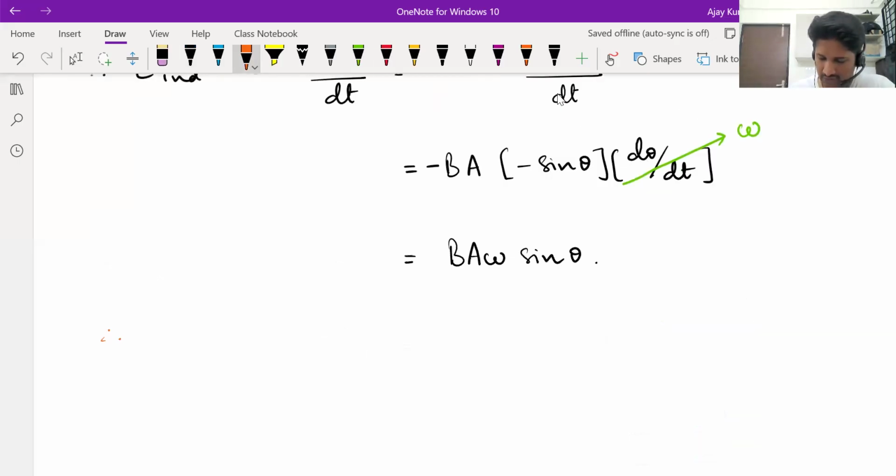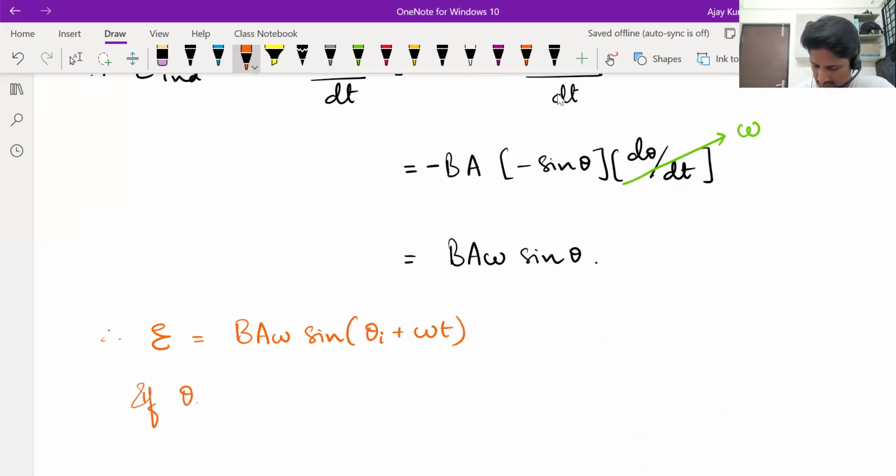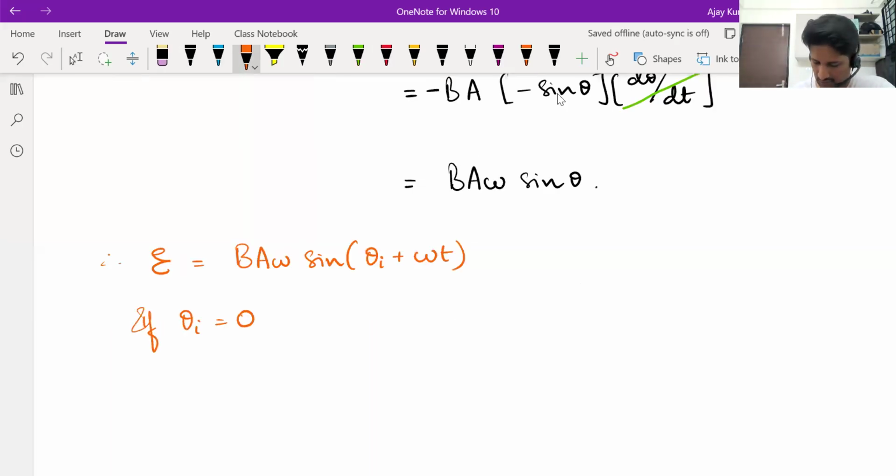Therefore, the induced EMF in the coil now becomes BA omega sine theta. In place of theta, we'll write initial angle plus omega into t. If initial angle is 0, between what and what? Between the area vector and the magnetic field. If initial angle is 0, you get induced EMF is equal to BA omega sine omega t.